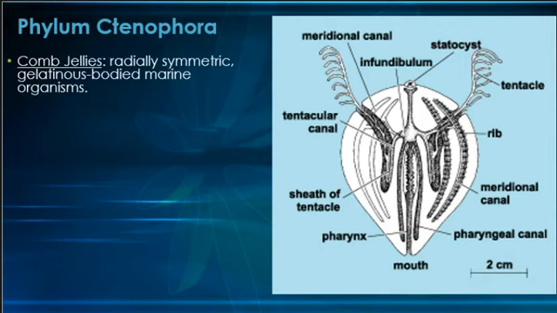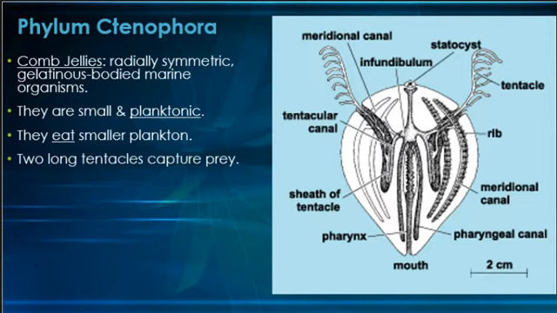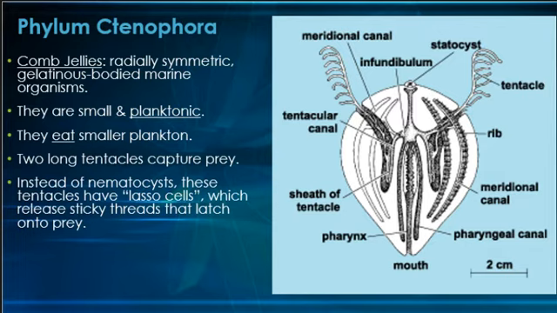We're going to talk about the comb jellies. They're an example of phylum Ctenophora. They have radial symmetry. They have gelatinous bodies. They're planktonic, that's their mode of moving. They eat smaller plankton. They have two long tentacles to capture their prey, these feathery looking things coming out there. And instead of nematocysts, these tentacles have what are known as lasso cells. They release a sticky thread, it latches onto the prey and pulls them in.